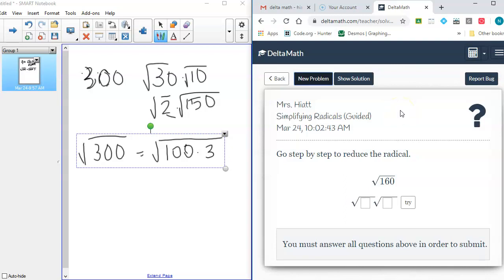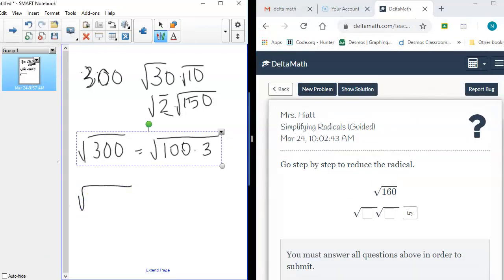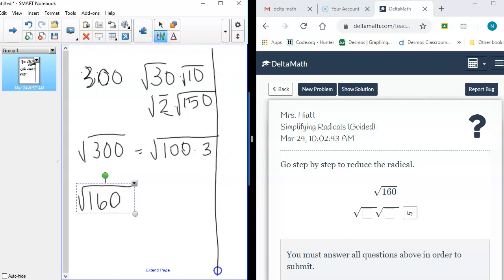So 160, we're thinking of numbers that we can use to multiply to get 160. Well, if you think of those perfect squares that you know, it might be helpful. I'm going to just list out those perfect squares up to 100. We know our perfect squares over here. I'm going to list them out. 1 squared is 1. 2 squared is 4. 2 times 2 is 4, so the square root of 4 is 2.